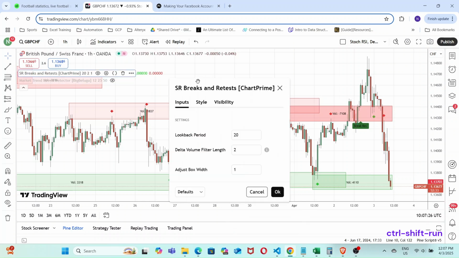Let's start with the inputs. Lookback period determines the number of bars to look back when identifying pivot highs and lows. Volume filter length sets the length for the delta volume filter, which influences the detection of high volume boxes. A higher value will filter out boxes with lower volume. Box width adjusts the width of the drawn support and resistance boxes relative to the average true range, ATR.